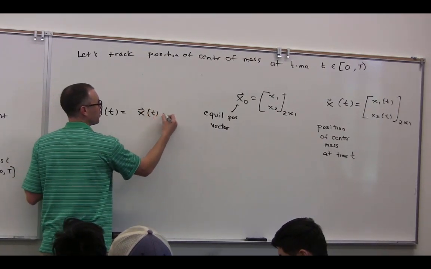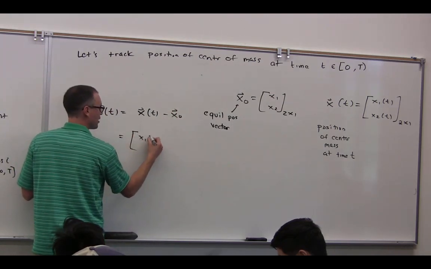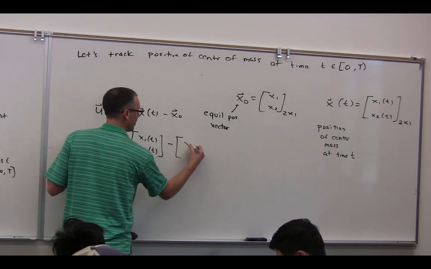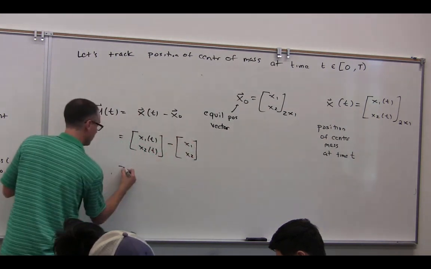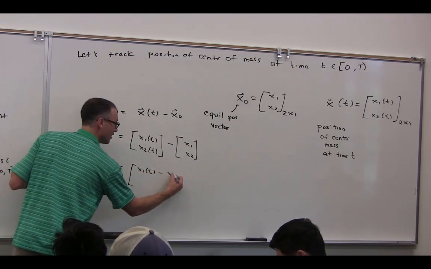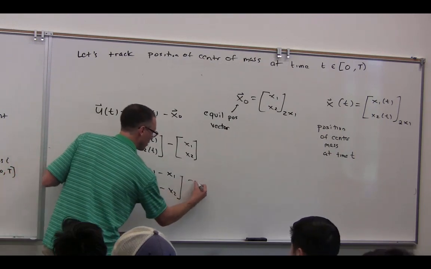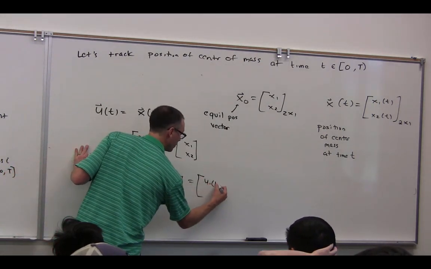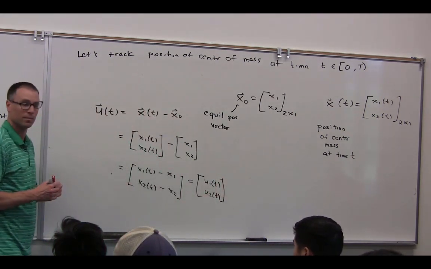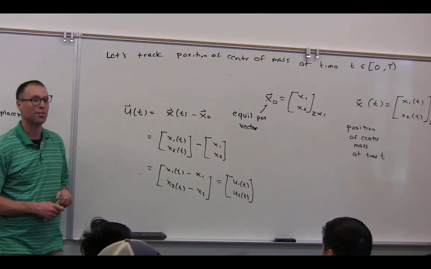Yeah, so now you're into lesson 4. You just set up lesson 4. So this is going to be x1 of t, x2 of t, minus x1, x2. And what's that? x1 of t minus x1, x2 of t minus x2. And what are those? That's the first displacement function. That's the second displacement function.